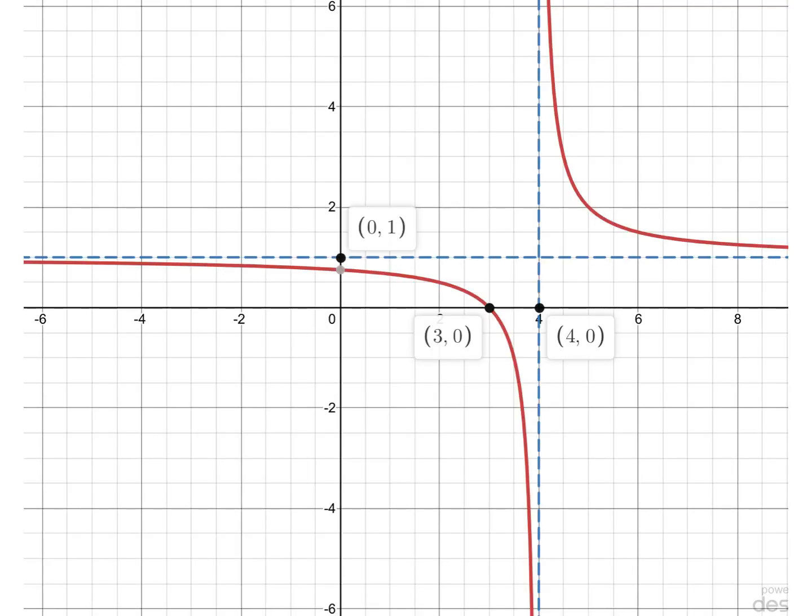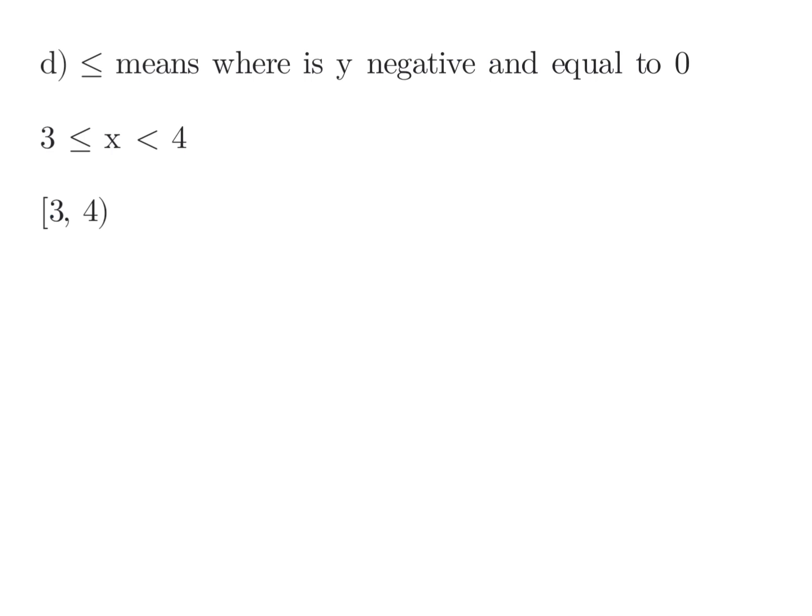So here's our graph. Notice that it passes at 3 on the x-axis, as we talked about, and about 3/4 on the y-axis. You can see our asymptotes at x equals 4 and at y equals 1. So less than or equal to means where is y negative and equal to 0. Now, if you look at your graph, where are the y values negative? Where is the curve below the x-axis? And that's between 3 and 4.